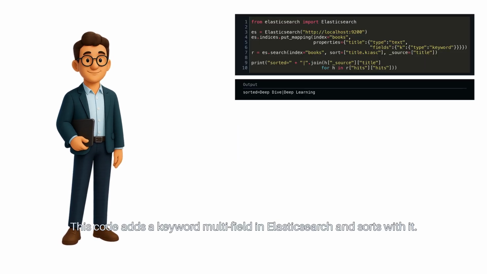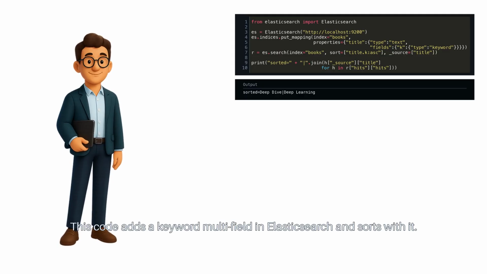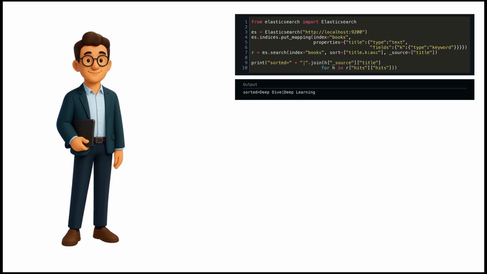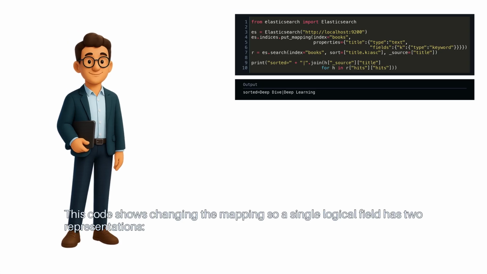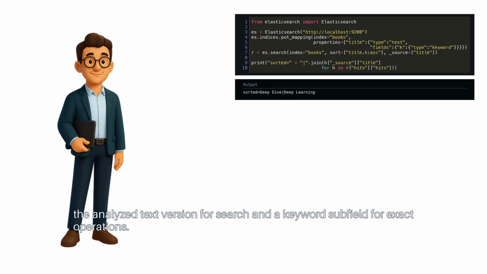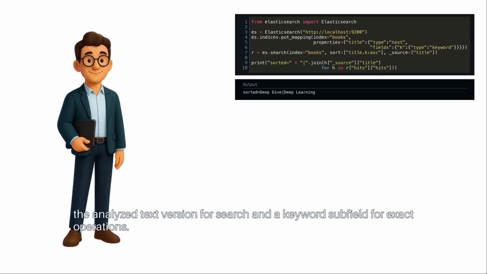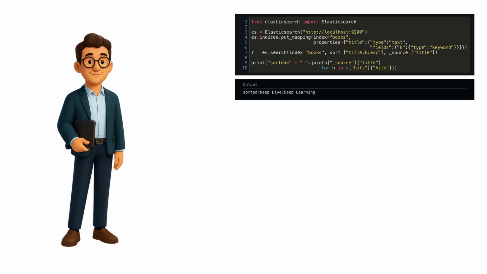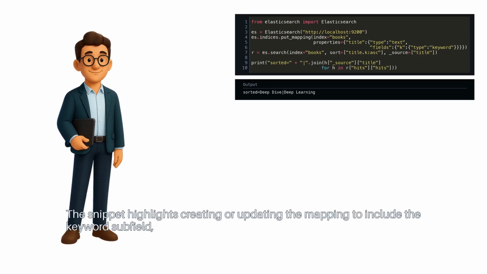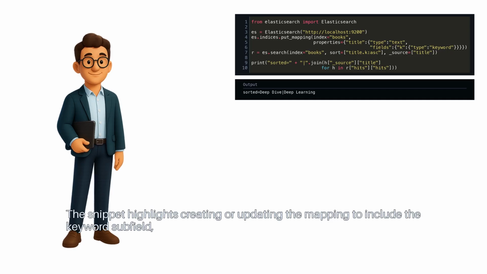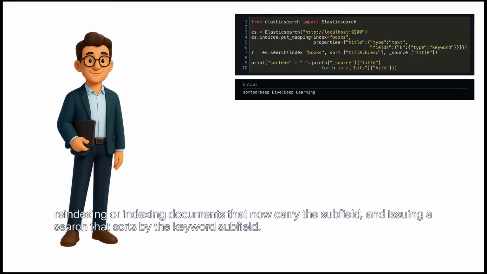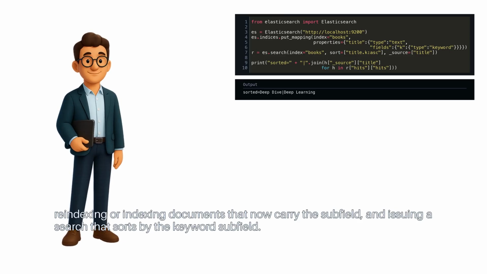This code adds a keyword multi-field in Elasticsearch and sorts with it. This code shows changing the mapping so a single logical field has 2 representations, the analyzed text version for search and a keyword subfield for exact operations. The snippet highlights creating or updating the mapping to include the keyword subfield, reindexing or indexing documents that now carry the subfield, and issuing a search that sorts by the keyword subfield.